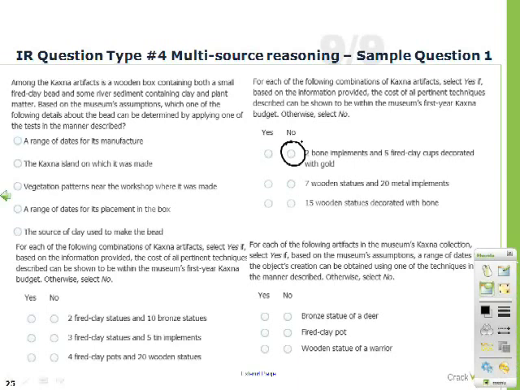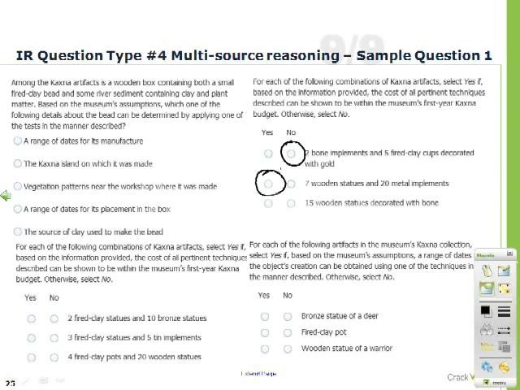Right? 7 wooden statues, again radiocarbon. So how much is radiocarbon? 15 come in 3,500. 15 come in 7,000. No, plus that, 15 plus 4. Right? So 7 will come within less than 3,500. So this is possible.